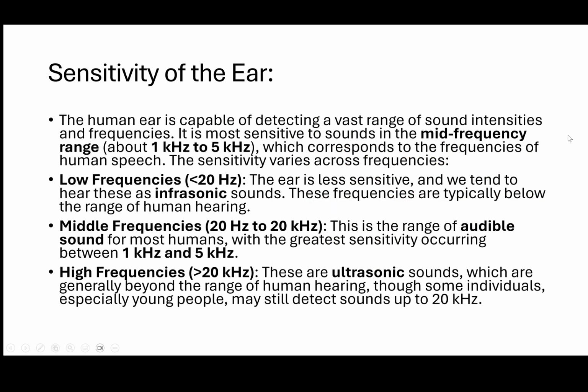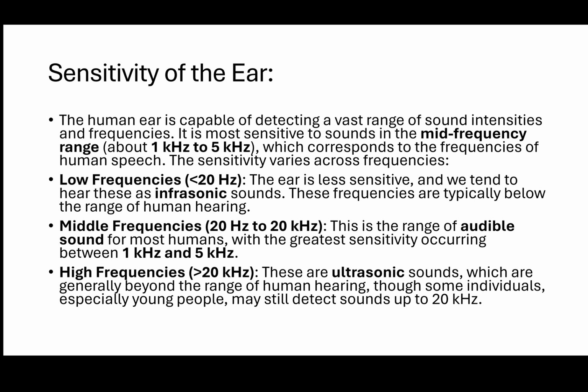For the sensitivity of the ear, we know the human ear is capable of detecting vast ranges of sound intensities. The ear is most sensitive in the mid-frequency range, from around 1 kilohertz to 5 kilohertz, which corresponds with human speech. This is biological as well, because humans have evolved to be more sensitive to frequencies within human speech, so we recognize those frequencies more than every other sound.